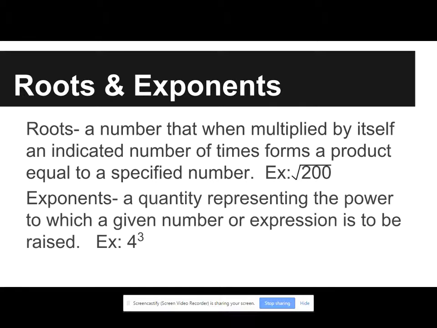Okay, roots are a number that, when multiplied by itself an indicated number of times, the product is equal to this specified number. An example of that would be the square root of 200. By doing that you'd have to take the square root of 200 and break it up into different pieces. So you break it up into 4 and 50, because the square root of 4 and 50 would make it easier.